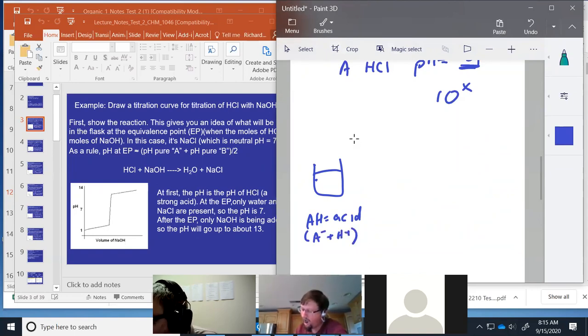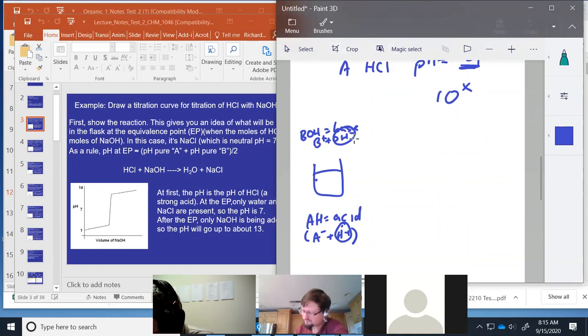And over here, we'll have the BOH, which is our strong base, which is going to really be B plus and OH minus. And what we're really interested in is the interaction between the OH minus and the H plus.